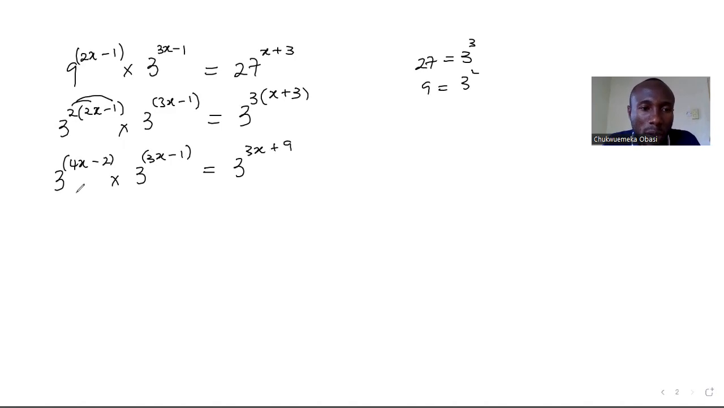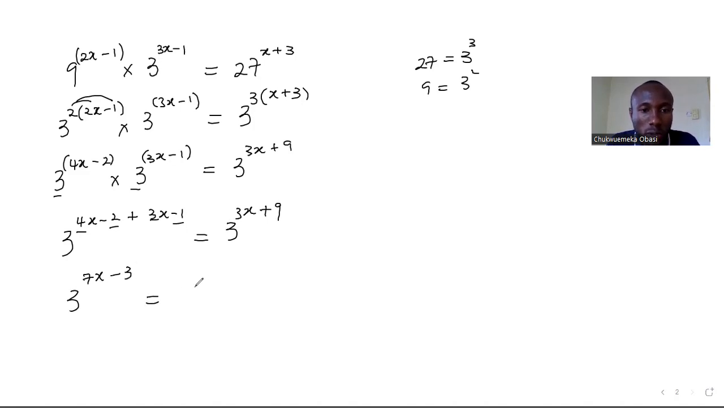So the next thing you want to think about, they have the same base and they are multiplying. So you want to take one of the base and add their exponent. So you have 4x minus 2 plus 3x minus 1 equal to 3x plus 9. Now you can add these, they are like terms. So 4x plus 3x will give me 7x, minus 2 minus 1 should give me minus 3. That's equal to 3 to the power 3x plus 9. Now, the whole idea of doing this is to make their base the same so that we can cancel out the base and equate the exponent.